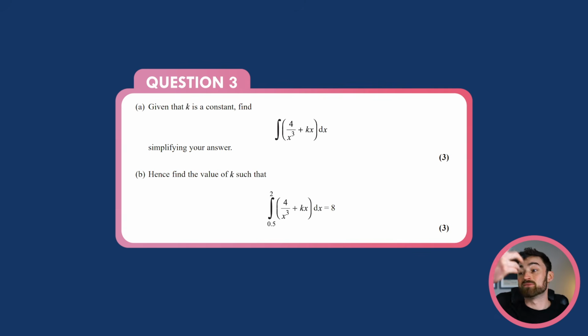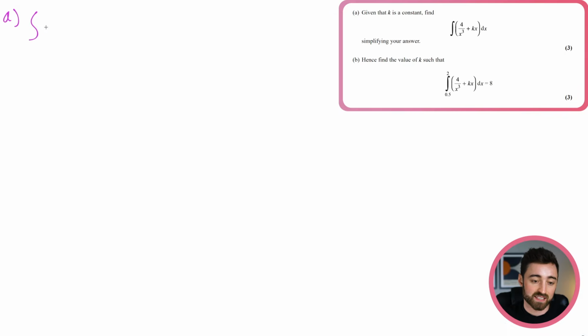Or if you have 4 divided by x cubed, think, what is that as a power of x? So in this case, I'd have the 4, and then that would be x to the minus 3. And then plus kx, and I just need to work this out here. So add 1 to the power, divide by the new power. So add 1 to this, I get minus 2, so I'm going to have a 4x to the minus 2, divide by the minus 2.